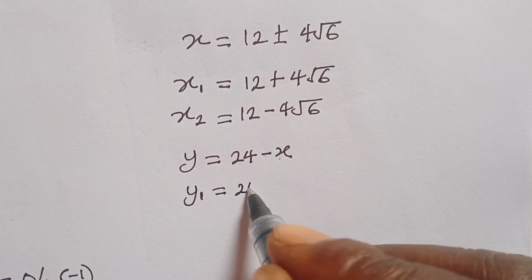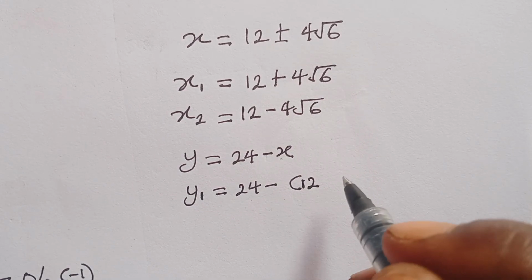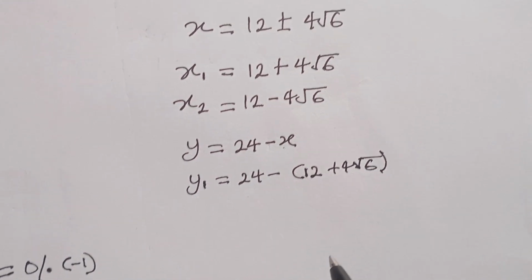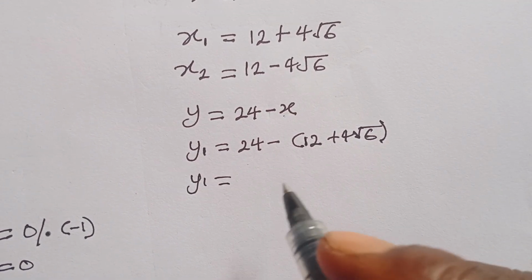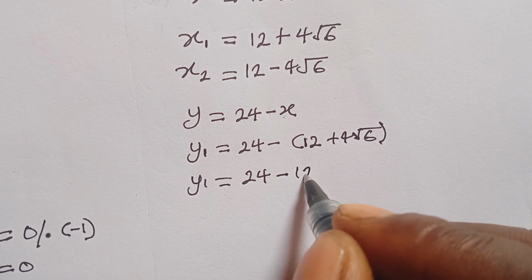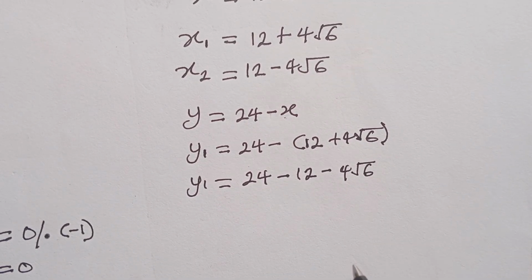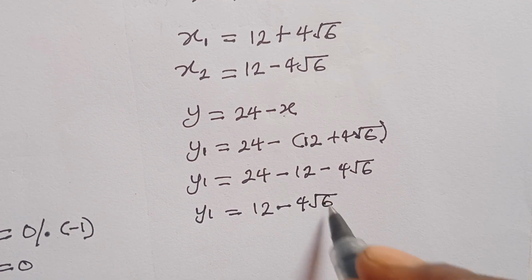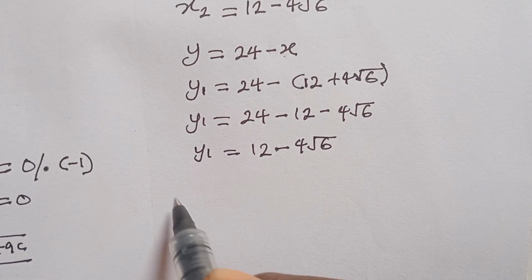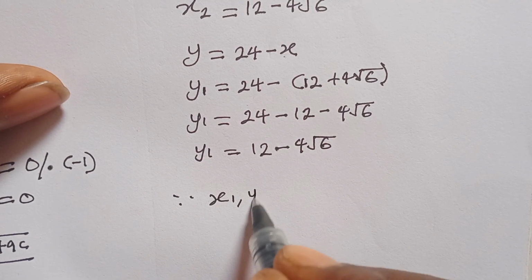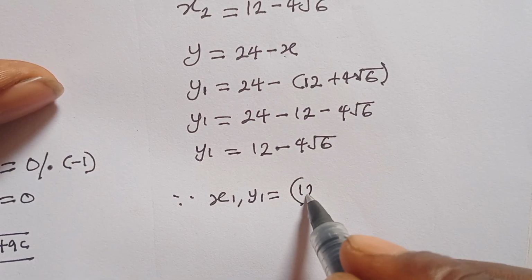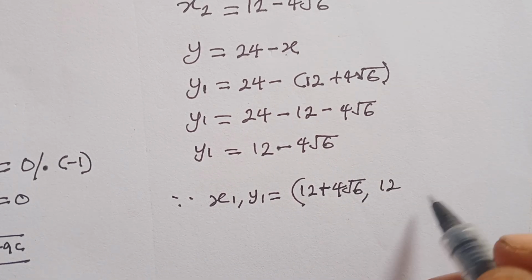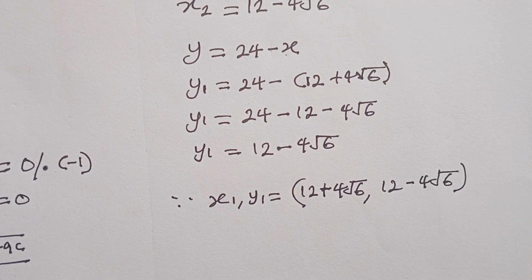So y1 will be equal to 24 minus, then we'll take the value of x1 into bracket, 12 plus 4 square root of 6. So here, you will use the negative to open the bracket. Y1 will now be equal to 24 minus 12 plus, so minus times plus will give us minus 4 square root of 6. Therefore, y1 will be equal to 12 minus 4 square root of 6. Now we have our y1, so we can write out our x1 comma y1, which will be 12 plus 4 square root of 6 comma 12 minus 4 square root of 6. Yes, that's our x1 comma y1.